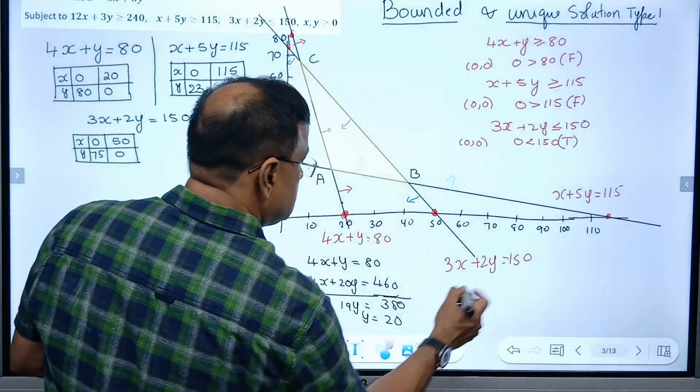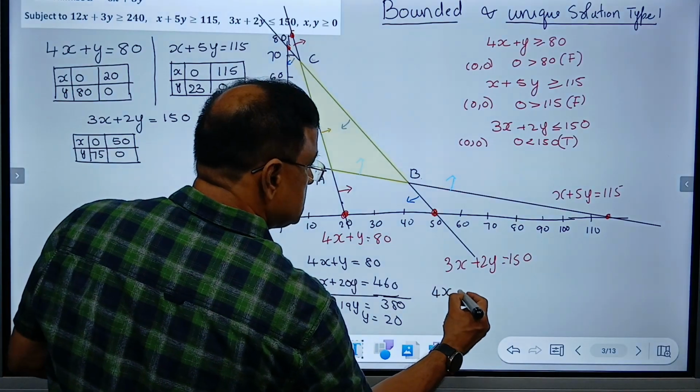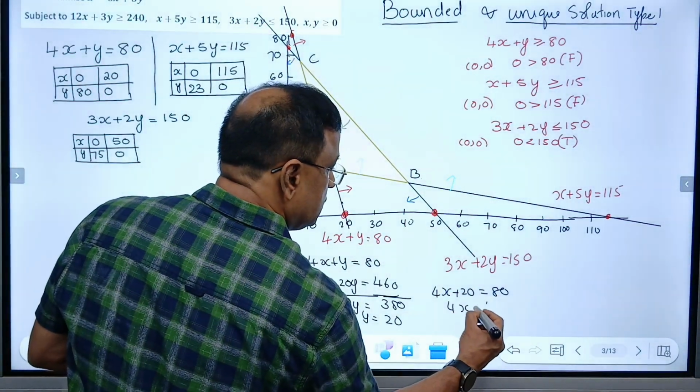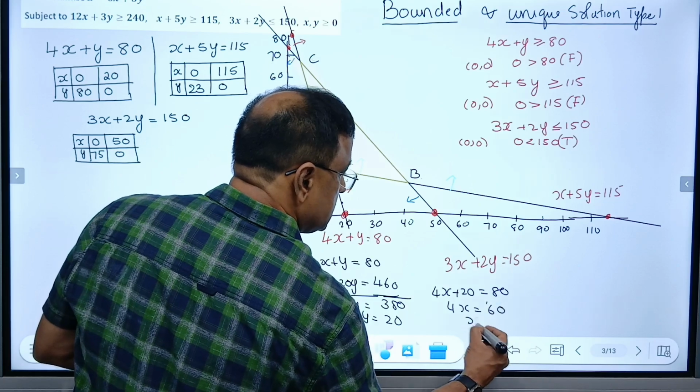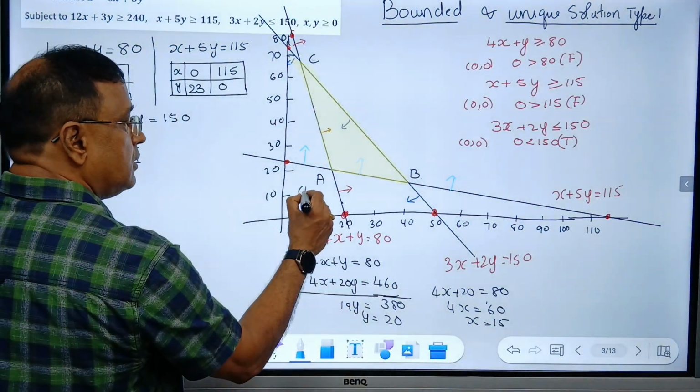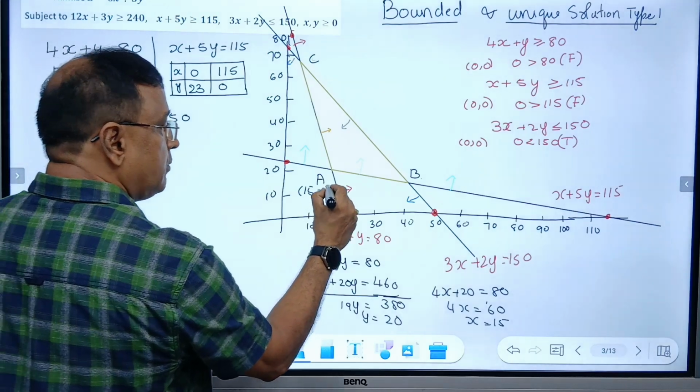Once you get y is 20, you can always find x. How do you find x? 4x plus 20 equal to 80. So 4x is equal to 60. So x is equal to 15. So my point A is 15, 20.